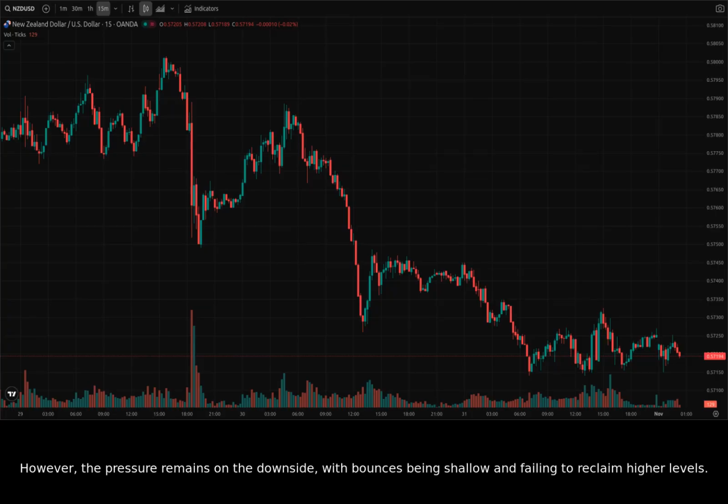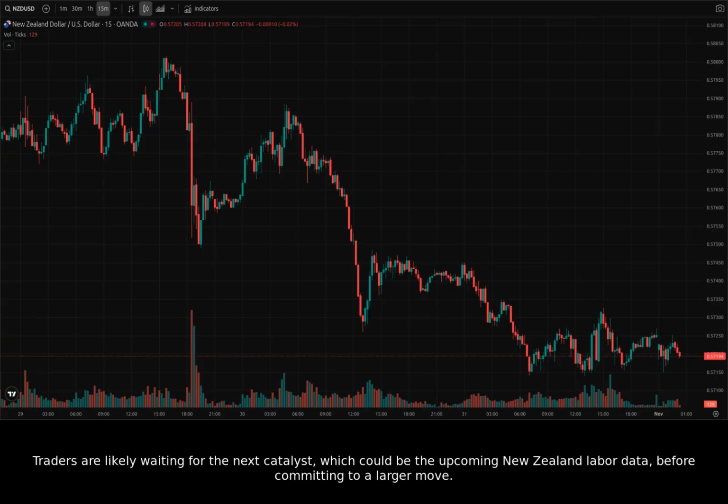However, the pressure remains on the downside, with bounces being shallow and failing to reclaim higher levels. Sellers are stepping in every time the price attempts to rally, which is typical behavior in a strong downtrend. This short-term price action reinforces the bearish bias we see on the higher timeframes. Traders are likely waiting for the next catalyst, which could be the upcoming New Zealand labour data, before committing to a larger move.